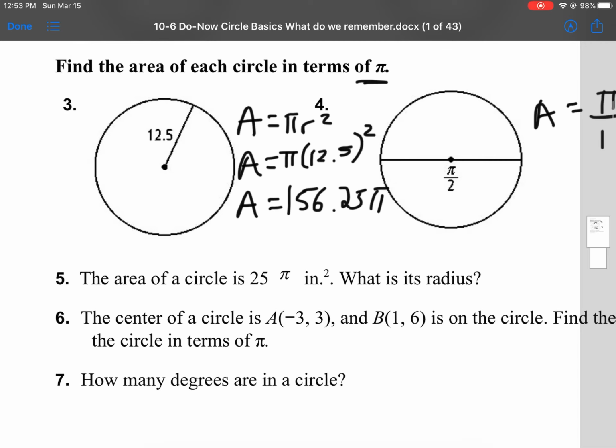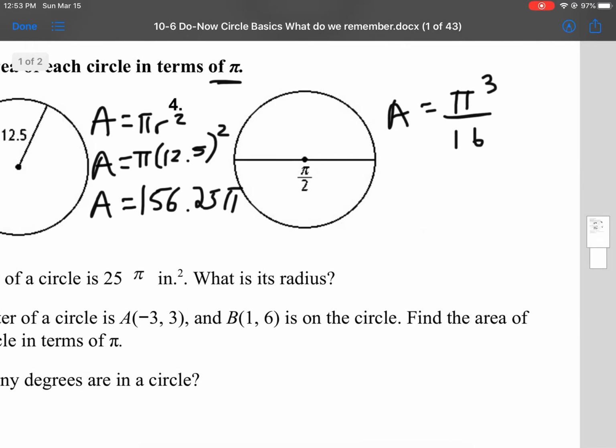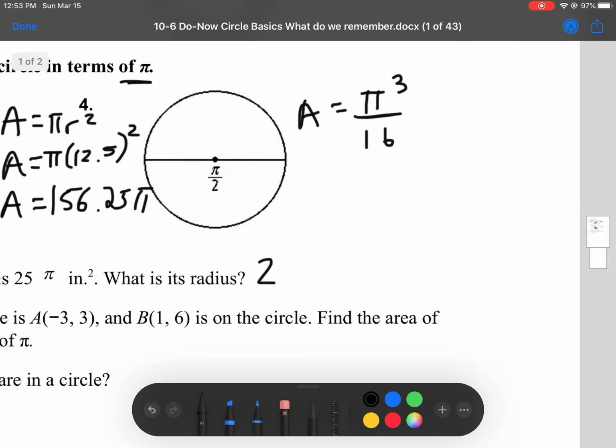And then number 5 is working backwards. You're given the area, what is the radius? You want to solve for r. So 25, oops, let me erase that. 25 pi is equal to pi r squared. So you can see the pi's cancel out. Then take the square root of both sides, and we get r is equal to 5.